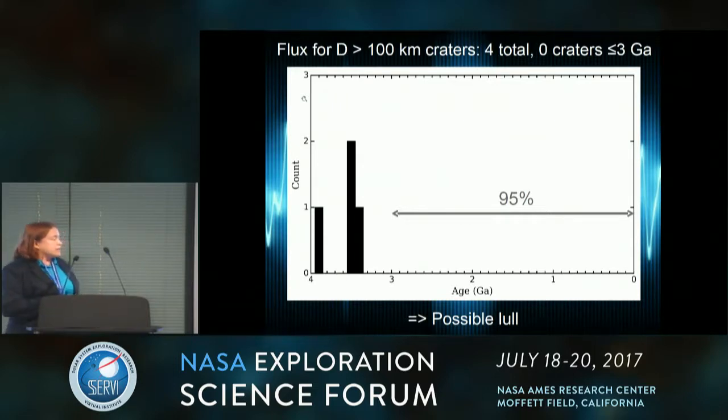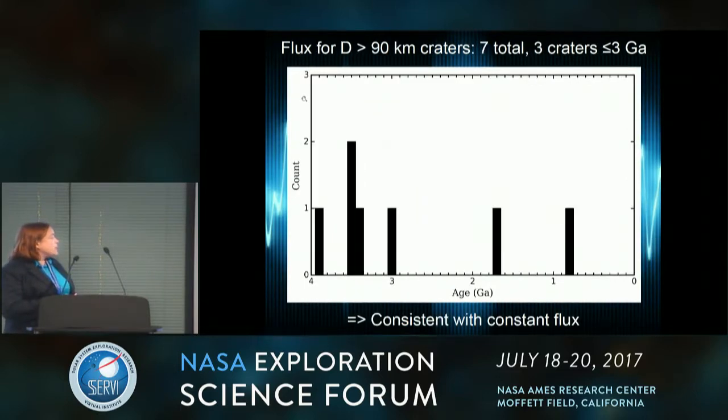So just to start to look at the results, as I mentioned, for the greater than 100 kilometer craters, we see that none have formed in the last 3 billion years. So doing this statistical analysis, there actually seems to be a 95% chance that this means that there was a lull in the crater impact rate. So there should possibly have been at least one crater that formed in this time frame that did not form. Looking at slightly smaller craters down to 90 kilometers, we get 3 craters that have formed in this time frame, and their distribution in this time is consistent with a constant flux.